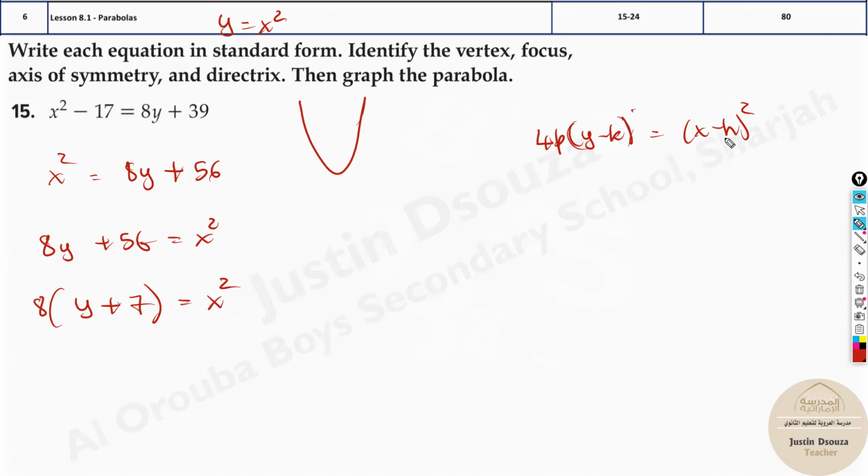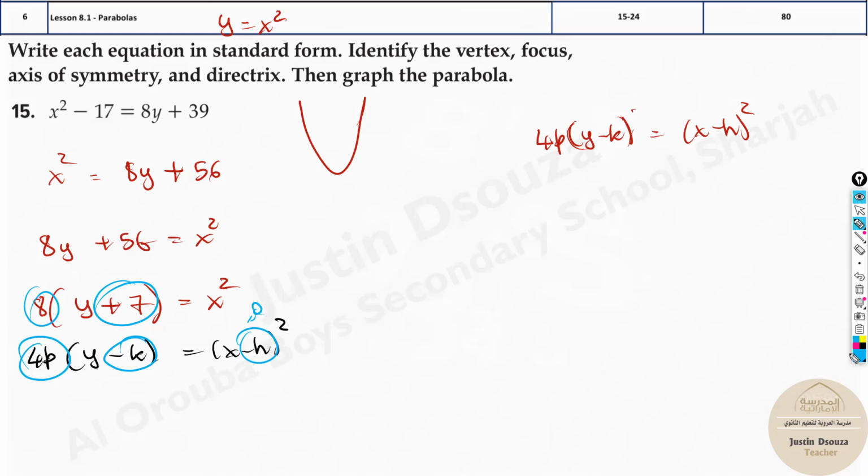Now can you compare this? Absolutely. So you can see this value over here is k, but this is plus 7, so it will be minus k, sorry, k is minus 7. H is what? 0. There's nothing. Let's just write this term in some other color. It's now 4p times (y minus k) is equal to (x minus h) the whole square. What needs to be equated is this equal to this, and over here there is nothing, so this is basically 0.